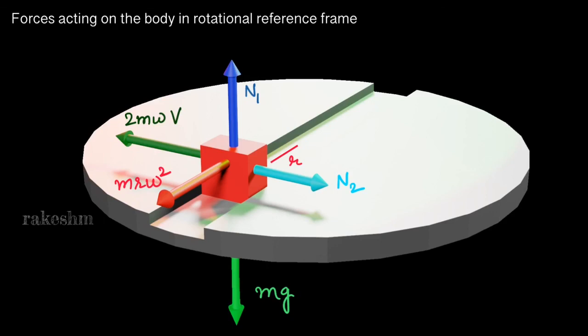The next force is the Coriolis force, which is equal to 2m omega into v, where v is the speed of the body in the rotational reference frame. I hope you have all understood all the forces which are acting on the body in the rotational reference frame, and now we can move on to find the solution for the question which he is asking.